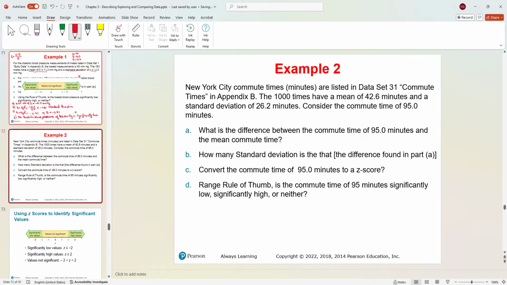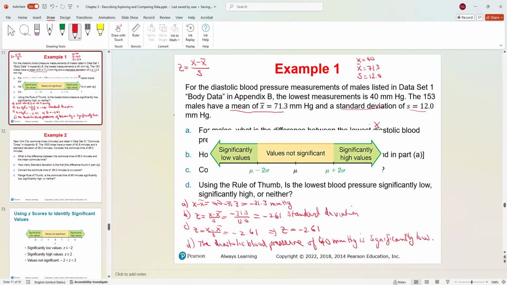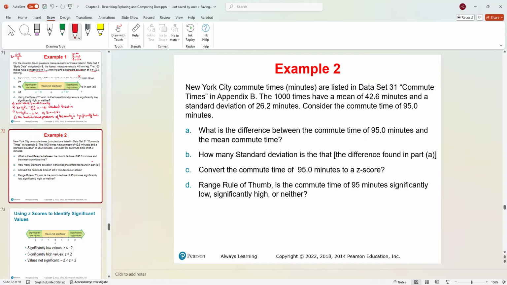Remember, in the previous example, some of you might ask, what is 153? 153 is simply N. Here also, the mean, we know it, that's X bar. We know X bar would be 42.6. We know the standard deviation S would be 26.2, okay? So that's very important. And we know X at that point, because consider the commute time of 95.